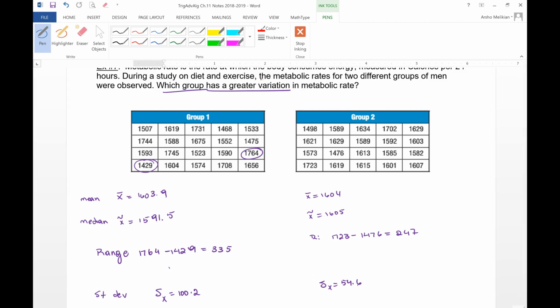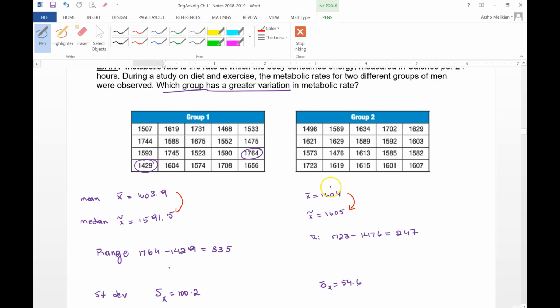One thing you can look at is to compare the mean and the median within each group. So look at the mean here, and then look at the median. The mean, the average, is 1,603. The median is 1,591. Here, look at the mean and look at the median. What do you notice between group 1 and group 2? It's different. They're very different.